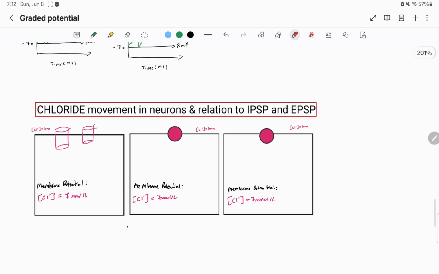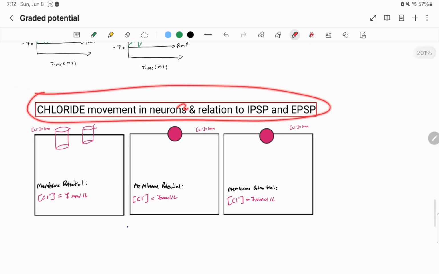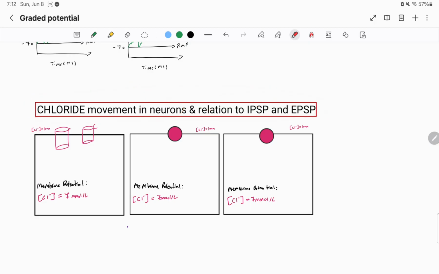So in this scenario, we're going to look at chloride movement in neurons and its relation to IPSPs and EPSPs, because this video is all about graded potentials. So first things first, I know that we always say that resting membrane potential is negative 70, right? But really, that's kind of an average, okay? And it's an average among cells that are not excitable, meaning they can't change their membrane potential, such as neurons or muscle cells. Certain neurons, however, have different membrane potentials.